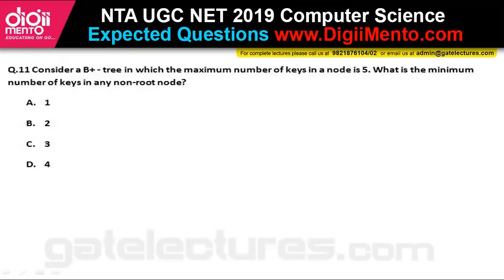So we have our next question, which says: consider a B plus tree in which the maximum number of keys in a node is 5. Then what is the number of keys in any non-root node? This question is very straightforward. In this we calculate the order, which is the maximum number of children. They are saying the maximum number of keys in a node is 5, so order is maximum keys plus 1, so order will be 6 here.